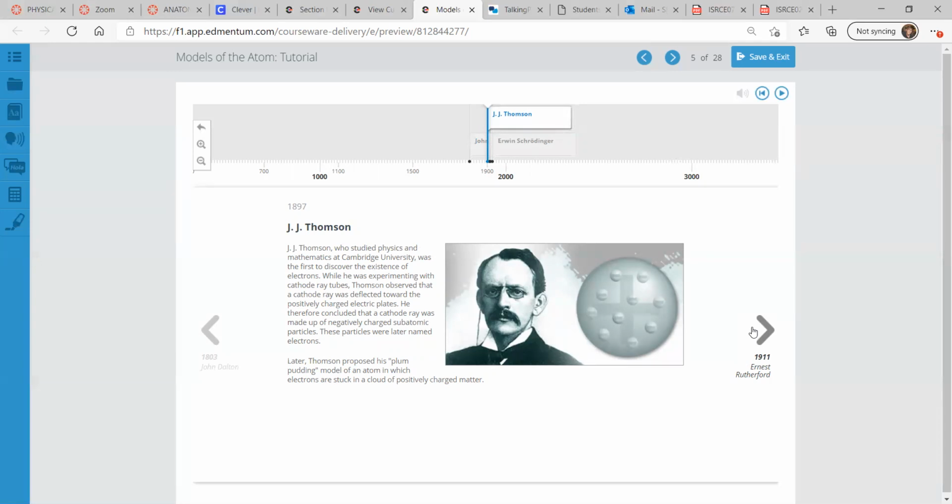Later on, Thomson proposed his plum pudding model of an atom in which electrons are stuck in a cloud of positively charged matter. So here's an example of that. This was his theory. You just had this big cloud of positively charged matter, and then within that, there would be sprinkled like plums and pudding, which was, I guess, popular at the time.